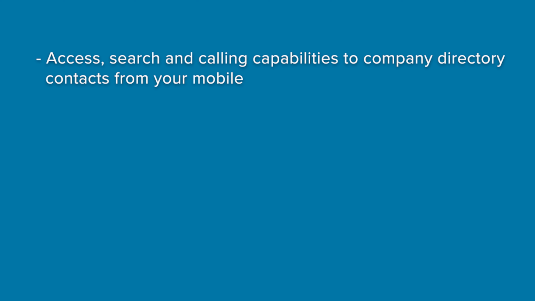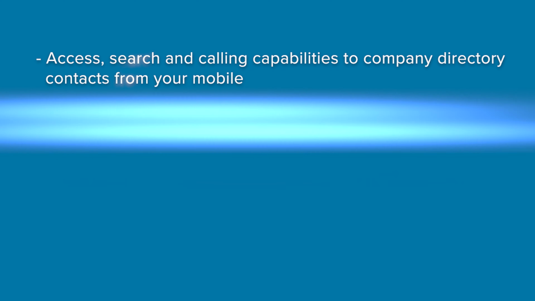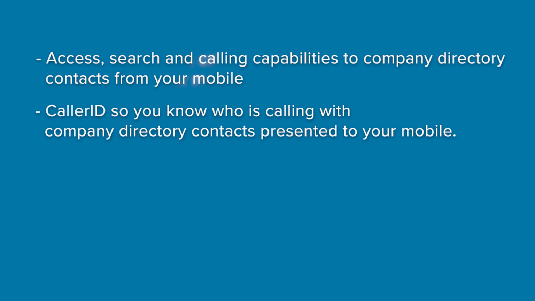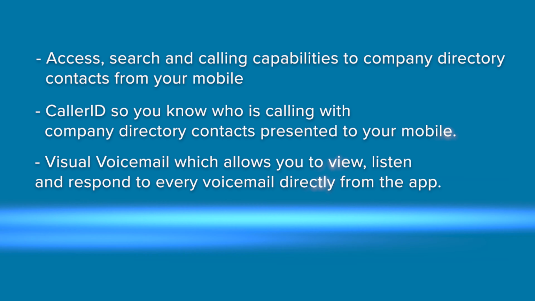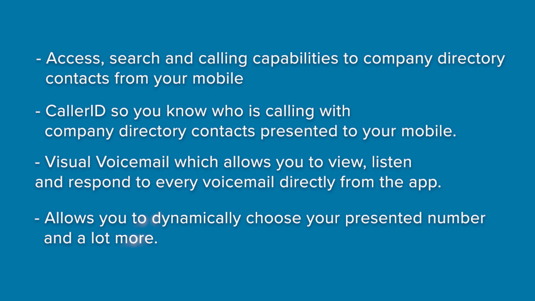There's a lot of features that the MyConnect app offers, which are access, search and calling capabilities to company directory contacts from your mobile. Caller ID, so you know who is calling with company directory contacts presented to your mobile. Visual voicemail, which allows you to view, listen and respond to every voicemail directly from the app. It allows you to dynamically choose your presented number and a lot more.